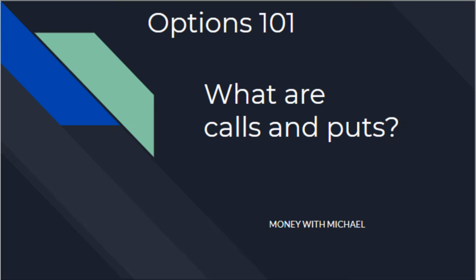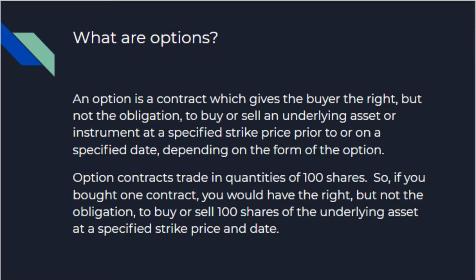Okay, so let's get right into it. First of all, a call and a put are two different kinds of options. Now, an option is a contract which gives the buyer of that option the right but not the obligation to buy or sell an underlying asset or instrument at a specified strike price prior to or on a specified date, depending on the form of the option.